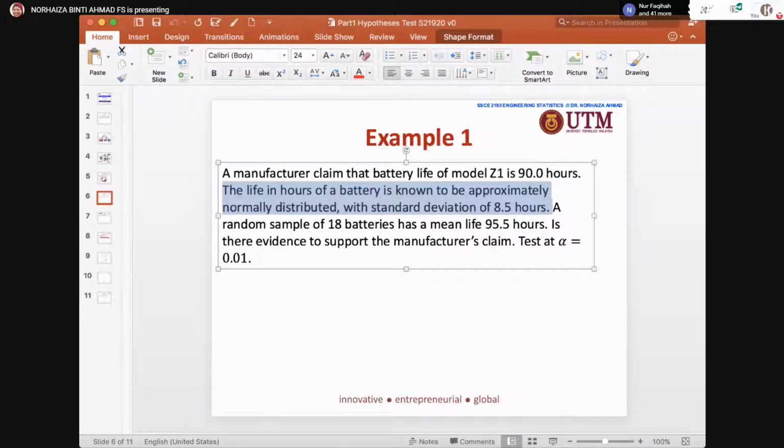If you look at this passage, you can extract some information there.